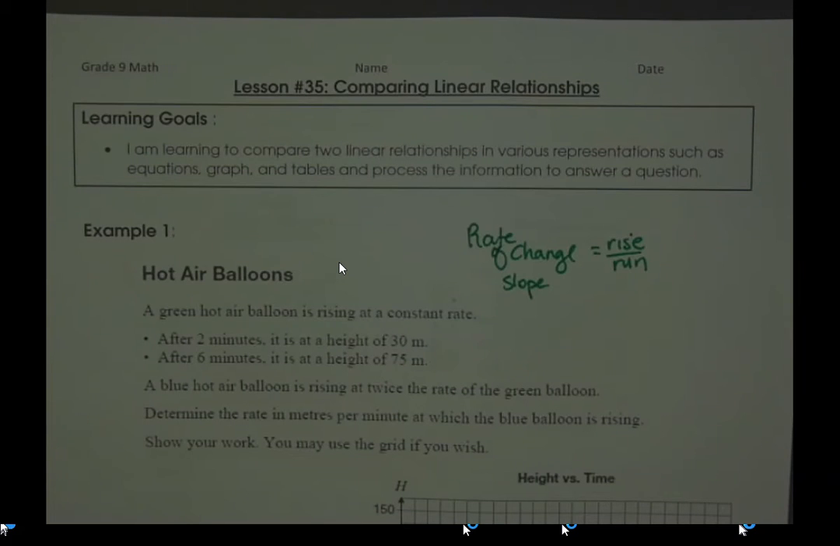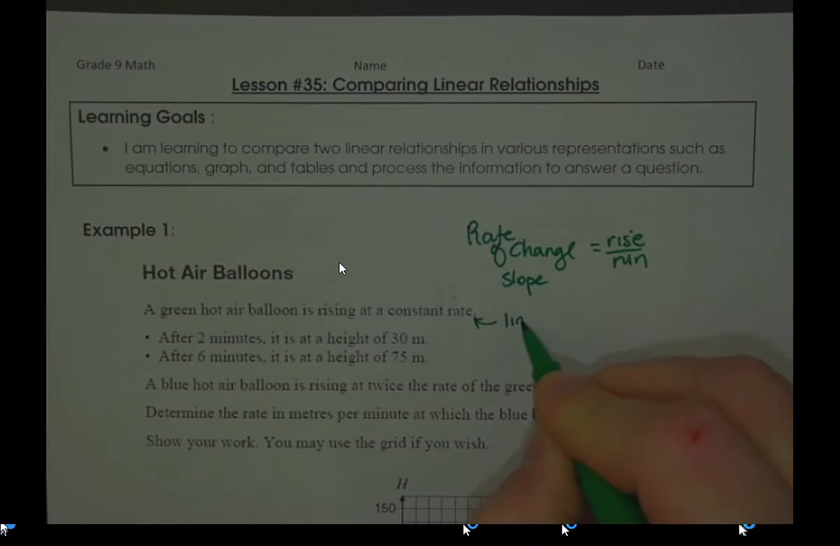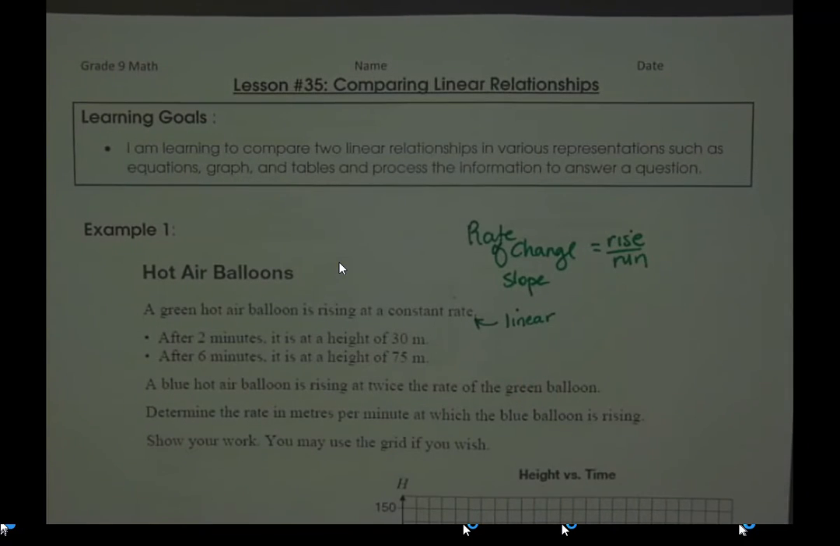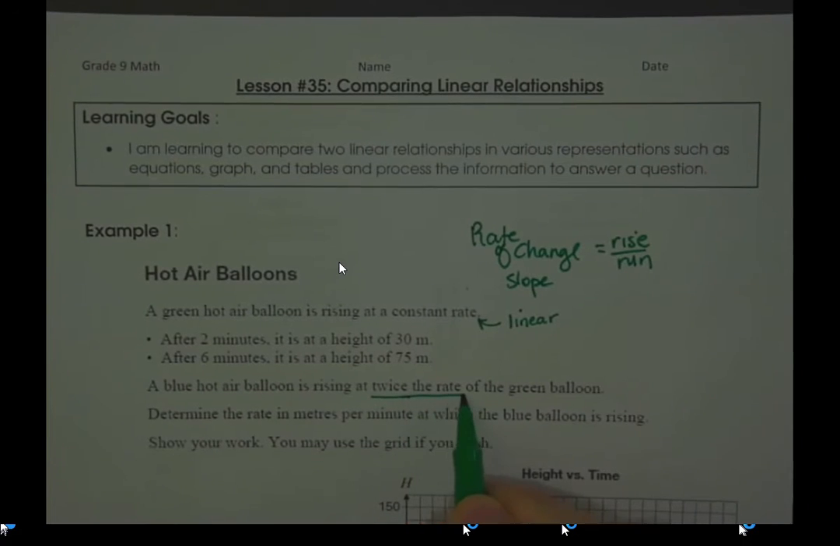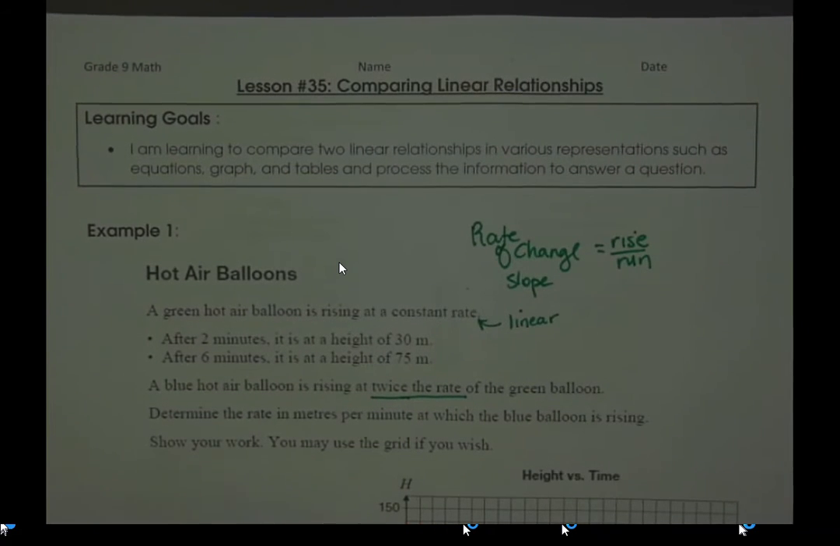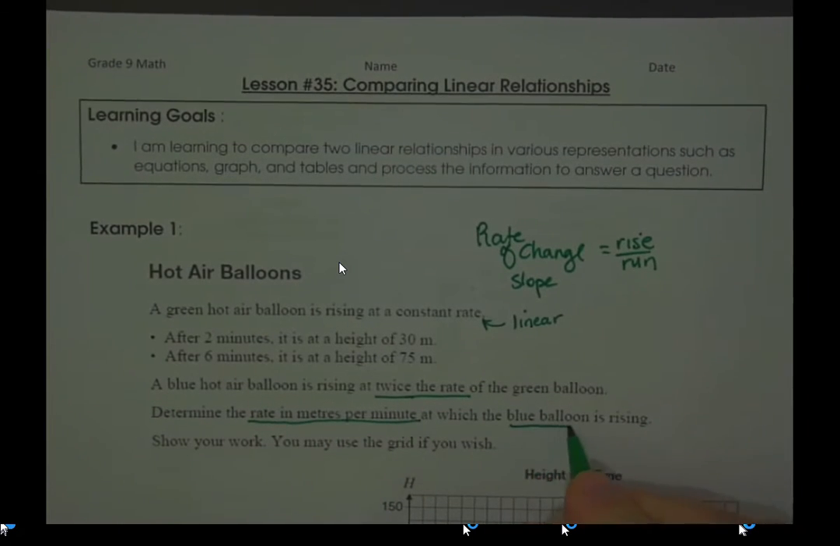A green hot air balloon is rising at a constant rate. Constant rate means linear. After 2 minutes, its height is 30 meters, and after 6 minutes, its height is 75 meters. A blue hot air balloon is rising at twice the rate as the green balloon. Determine the rate in meters per minute for the blue balloon.